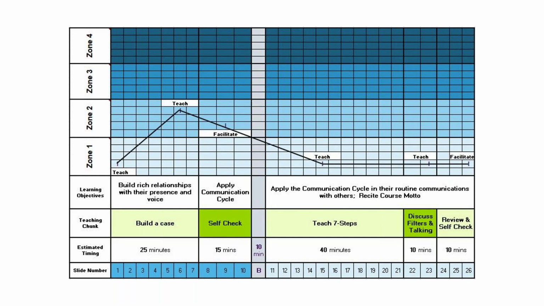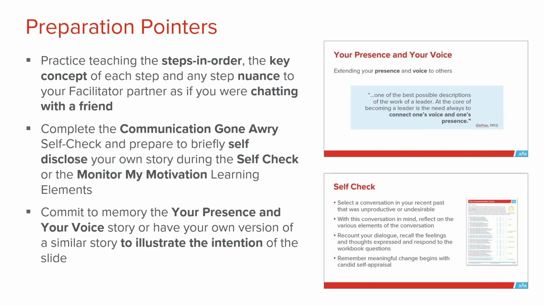And then moving back down into just the facilitation of utilizing the communication cycle, that's that self-check, taking some time there, and then the rest of it just moves us into teaching the 7 steps, discussing the filters, and then moving us out. From a preparation standpoint, I think the self-check is probably the biggest thing that you'll want to prepare for.